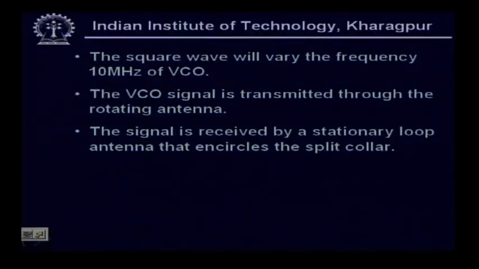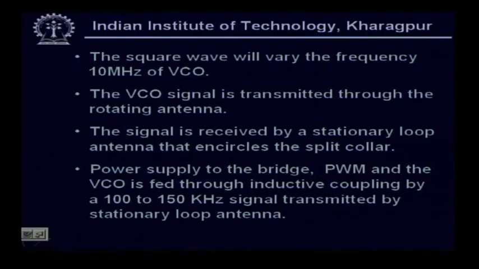The signal is received by the stationary loop antenna. Interestingly, you see that the same stationary loop antenna can be used both for the excitation given to the bridge as well as for taking out the unbalanced voltage. Obviously, the frequency will be different, so there is no question of overlapping. At the receiving end we can have a band pass filter.